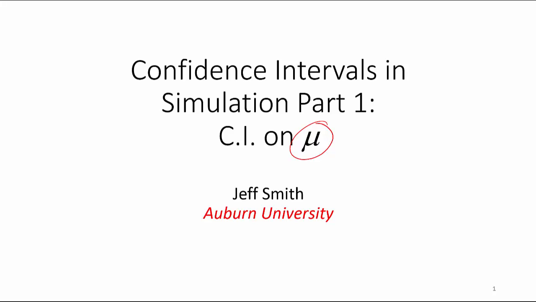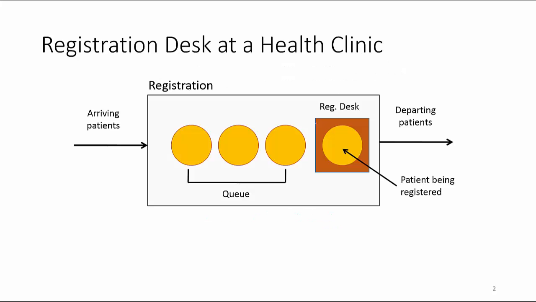For a theoretical development, you should see your favorite introductory book on probability and statistics, and it's a fairly well-covered topic. So we're going to use an example model. We're looking at the registration desk at a healthcare clinic. Patients arrive randomly and wait in line in the queue for the registration desk attendant, who registers them for the clinic, and then the patients depart. We have a single registration desk, so we have a single server queuing system.